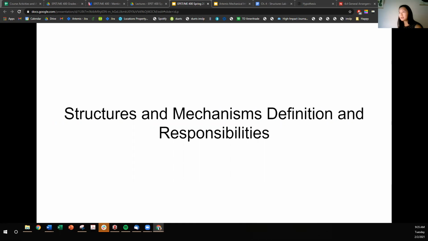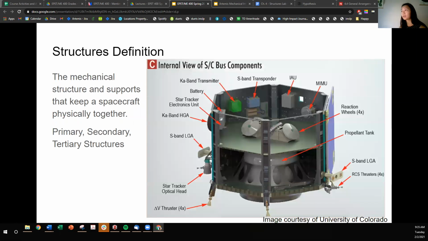Okay, so let's define the structures and mechanisms subsystem and its responsibilities in the context of a spacecraft. The structures subsystem is the mechanical structure and supports that keep a spacecraft physically together. There are different categories of the structure itself: a primary, a secondary, and at times a tertiary structure if you have something large enough that needs this hierarchy. For our Artemis CubeSat, there's the primary and the secondary, and there's not much tertiary to describe.